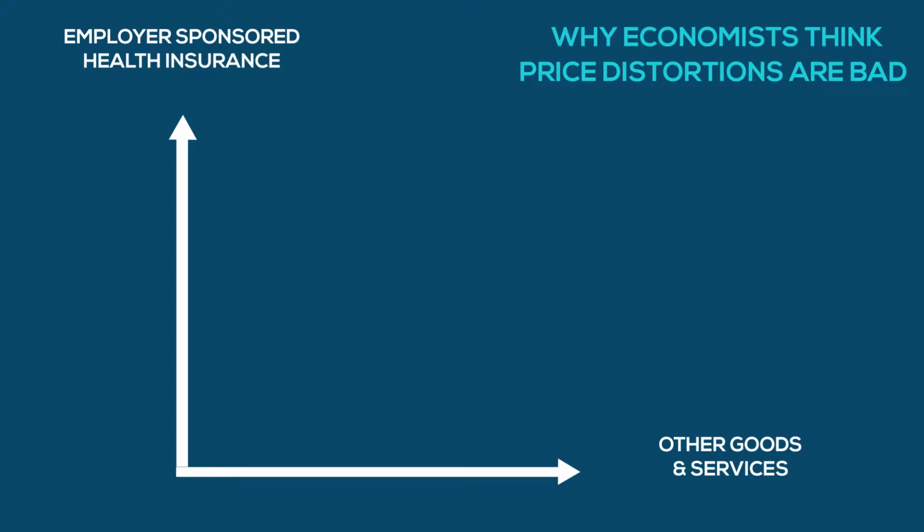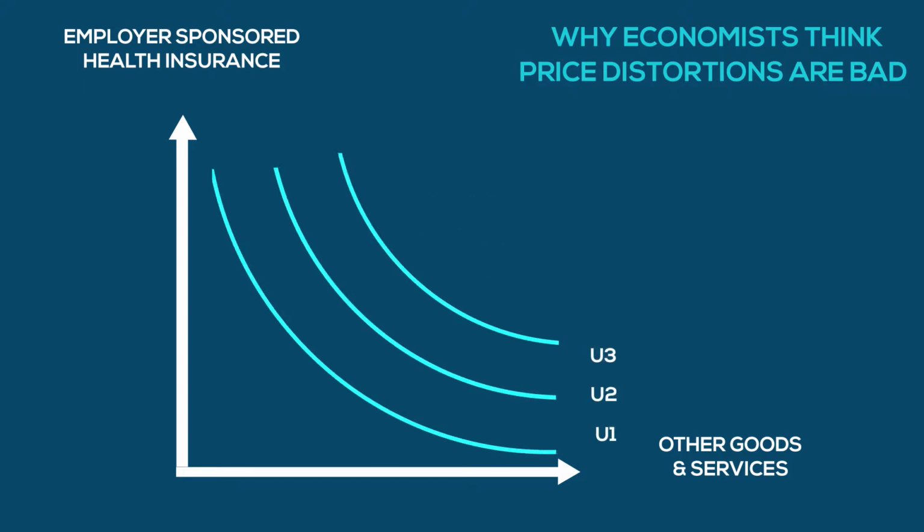Indifference curves that are farther from the origin represent higher levels of utility because for every point on a lower curve, there are points on a higher curve where more of both goods are consumed.